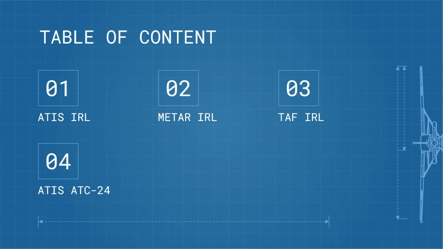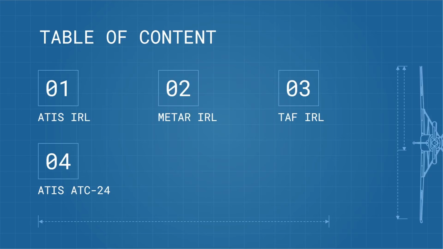Today we'll start by looking at what ATIS, METAR, and TAF are used for, and what they look like in real-life aviation. We'll then look at how we utilize these tools specifically on ATC 24. Timestamps for each section will be given on the video timeline and in the video description, should you wish to skip a section or to go back and recap.